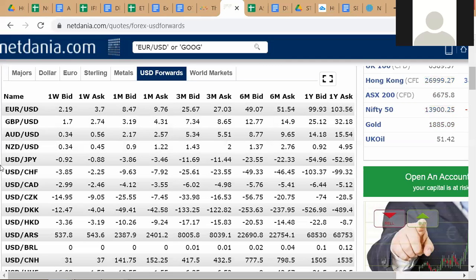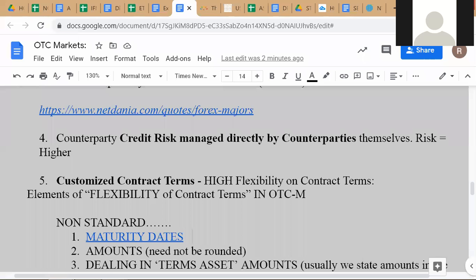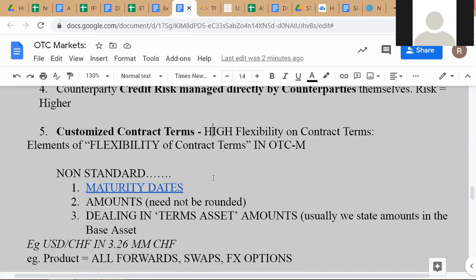So when the big dealers are dealing with each other, they are dealing in these standard maturities: 1 month, 3 months, 6 months, 1 year. But the advantage of OTC markets is that if Nestle wants a price, they can ask their dealer for a price for 3 months and 17 days. That's possible because it's an OTC market. All right. So that's basically the second point, customized contract terms.